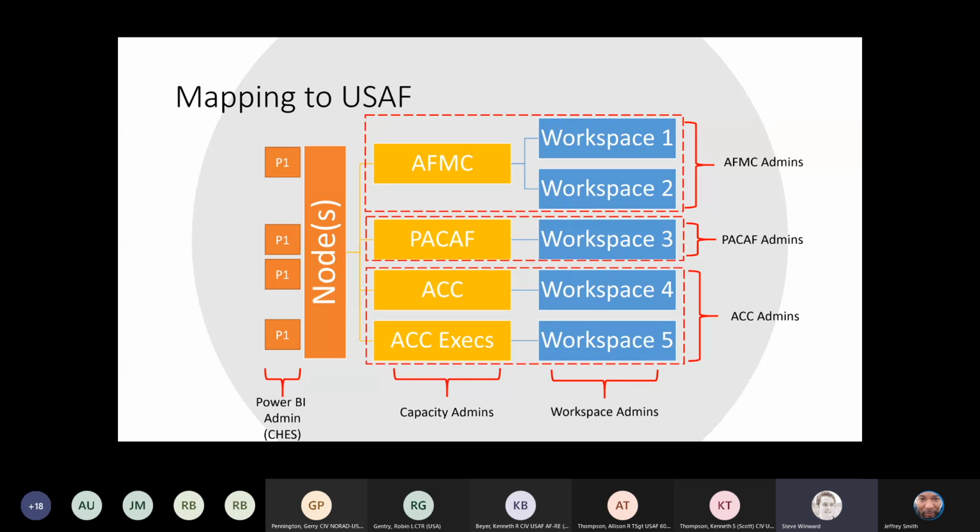You can control them how you would want to as well, meaning the MAGCOMs could have total control over their capacities, and they could also have control over their workspaces. And by MAGCOMs having access and administrative capabilities to their capacities, they don't inherit the rights to, for example, manage other capacities. So if we're looking at ACC, a capacity admin for ACC does not have the ability to make changes to PACAF or AFMC. So there's a nice governance model built into Power BI Premium.